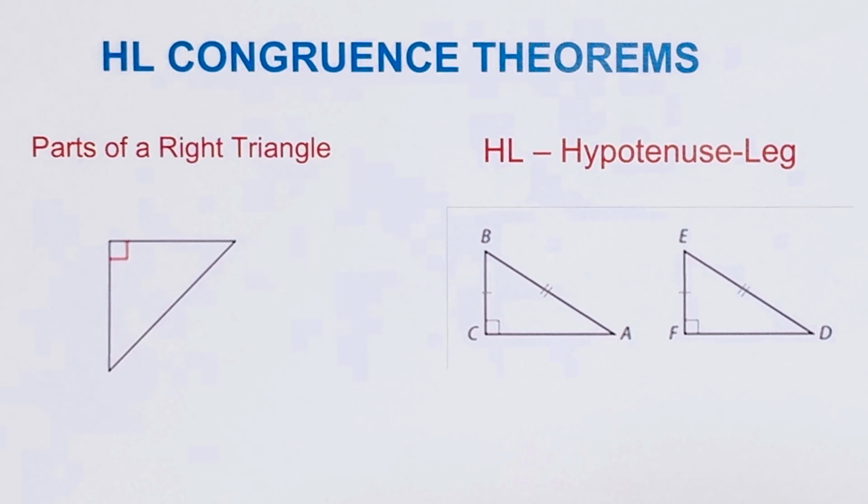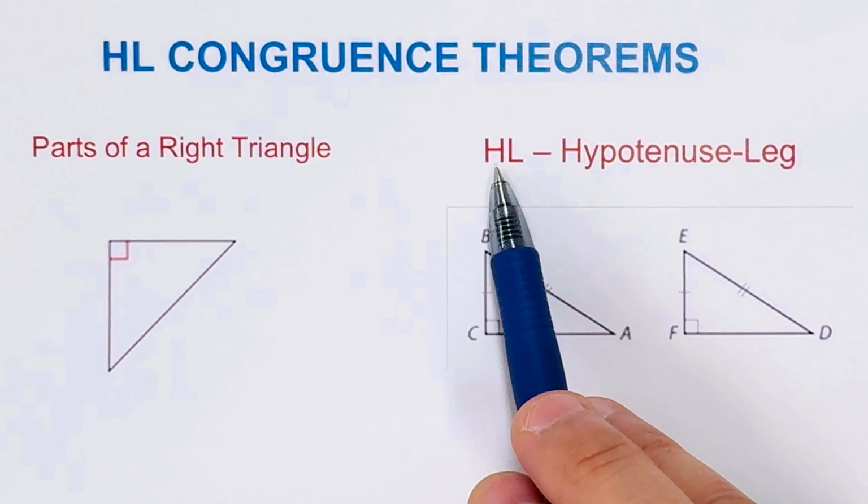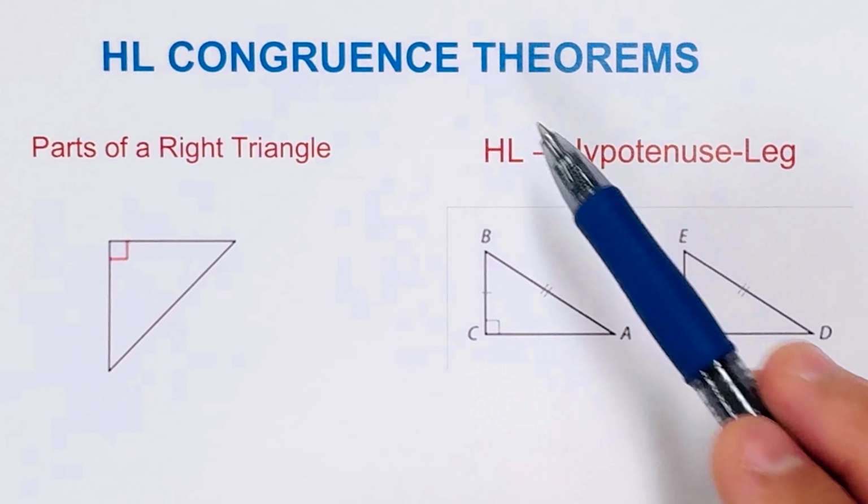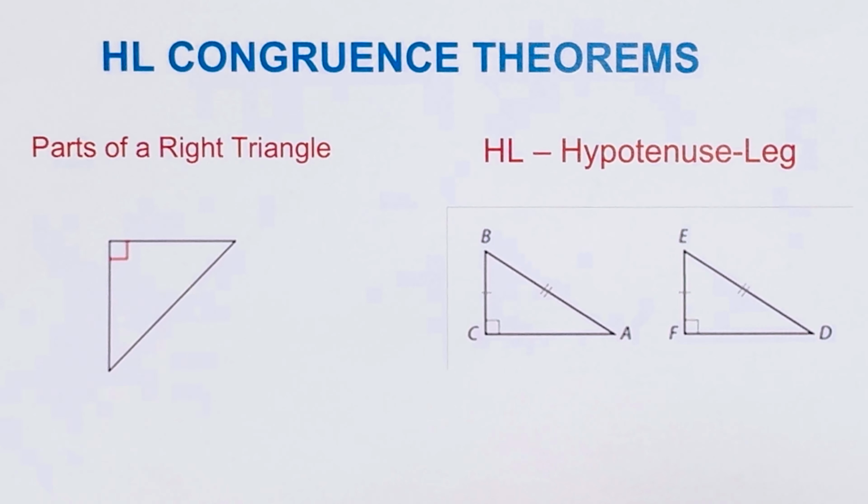HL congruence theorem. The HL here is an acronym for hypotenuse leg theorem. So that's what we write over here, HL, hypotenuse leg. Before we go over the HL congruence theorem, let's identify first, by the way, that this theorem can only be used for right triangles.